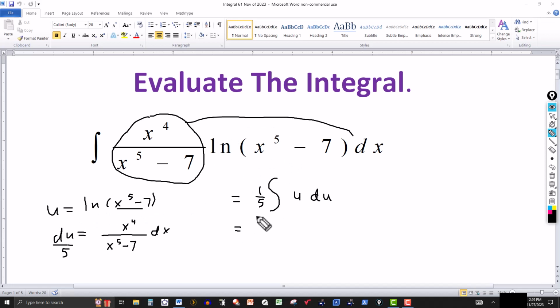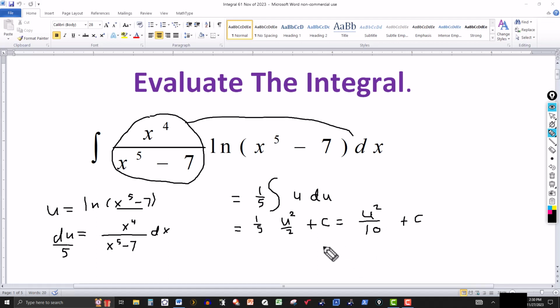Then we just integrate with respect to u. Add 1 to the exponent here, this will give us 2, and divide by that 2. We get this, plus the constant of integration. And to simplify this, we have u squared times 1/5, and then the 2 and the 5, that'd be u squared over 10 plus the constant of integration.